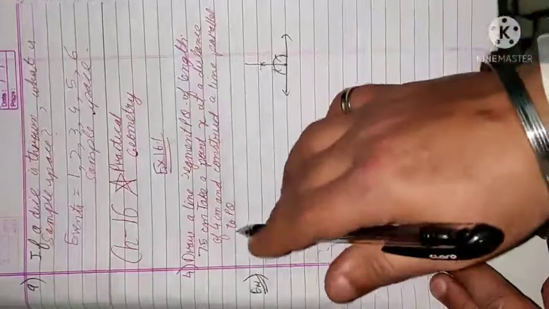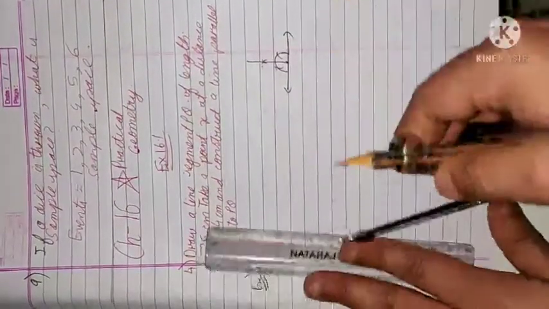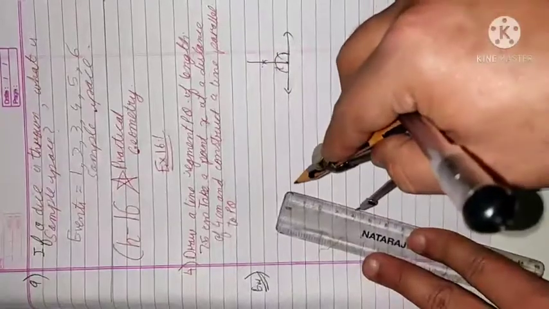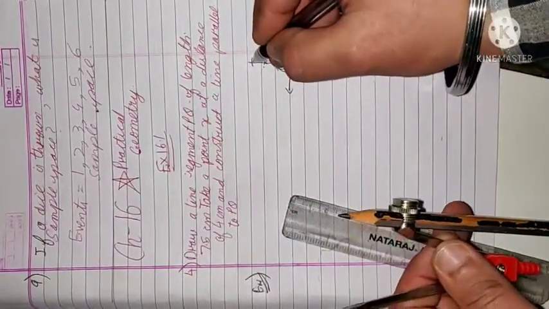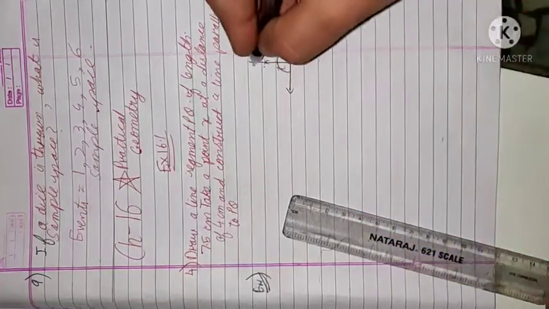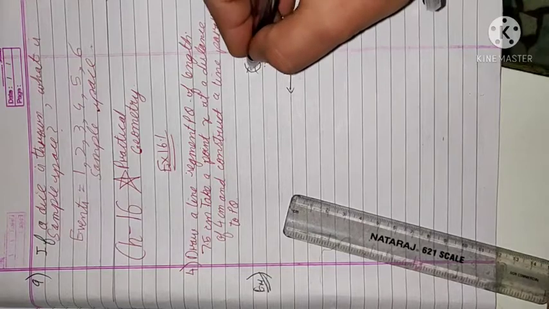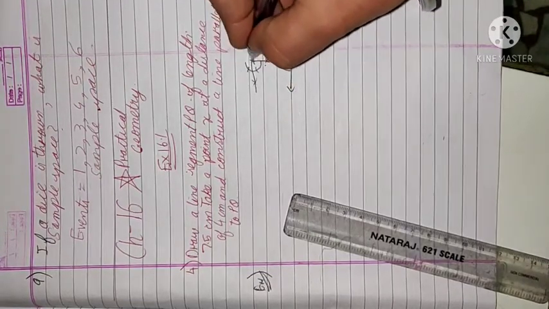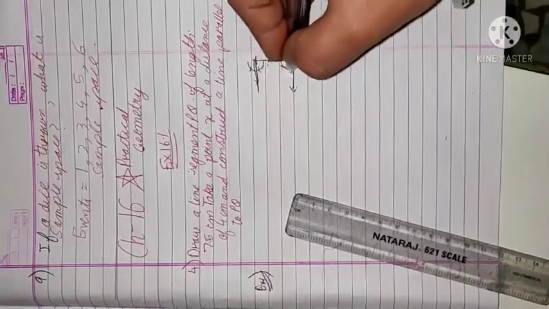What next? We have to get a distance of 4 centimeters. We will take a compass with a scale and measure 4 centimeters through it and then put an arc here. Then we get a point at 4 centimeters. Now again we will draw a 90 degree from this point in this way, make an arc and construct it. We will get a line parallel to this. So these two lines are parallel.